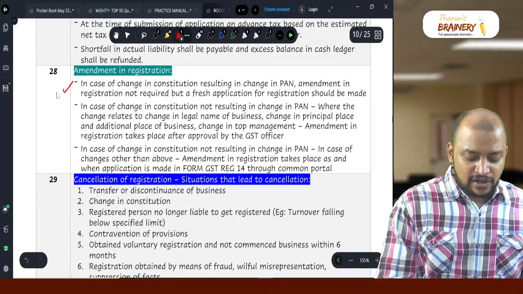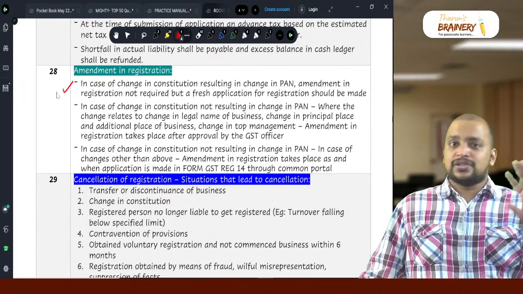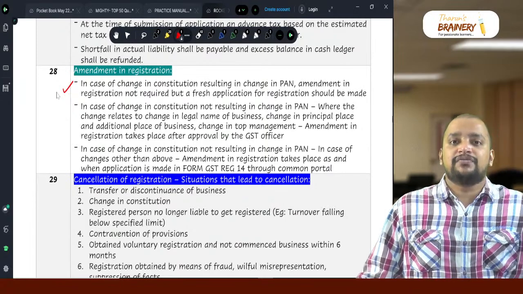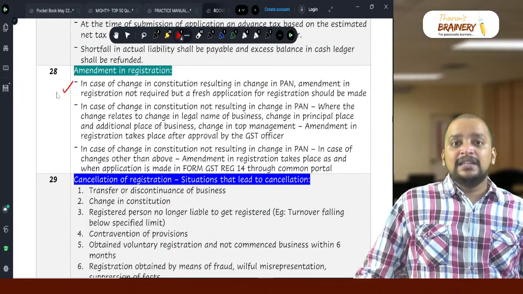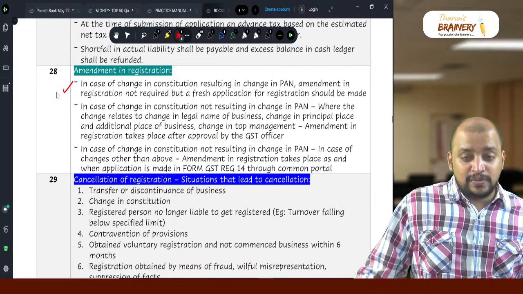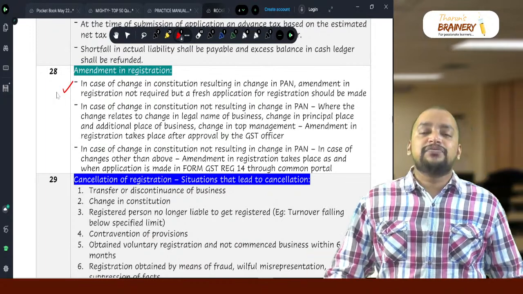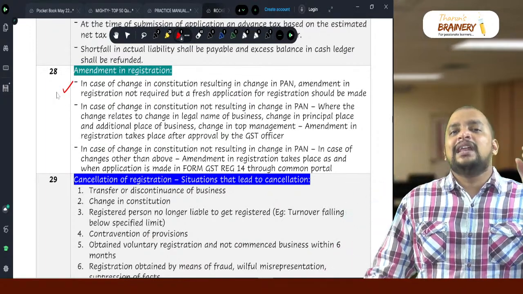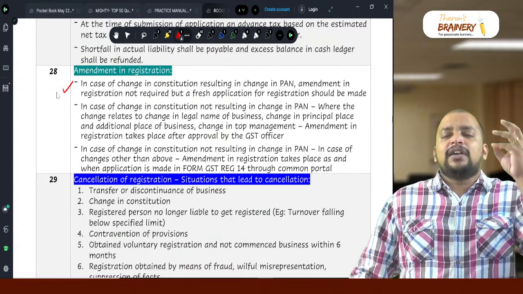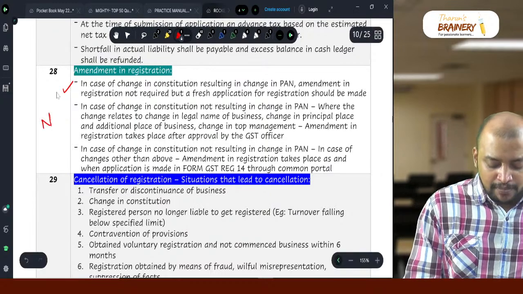In case of change in constitution resulting in change in permanent account number, amendment in registration not required, but a fresh application for registration is required to be made. Then in case of change in constitution resulting in change in PAN, what if it does not result in change in PAN? Suppose if the changes are related to NAT, N for change in name, A for change in address, and T for change in top management.